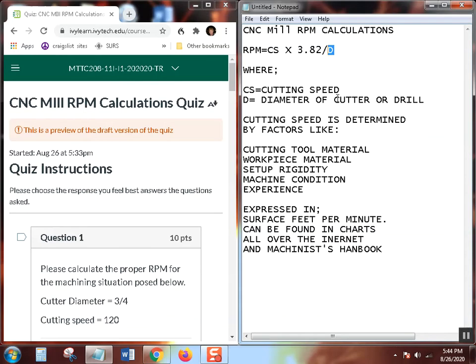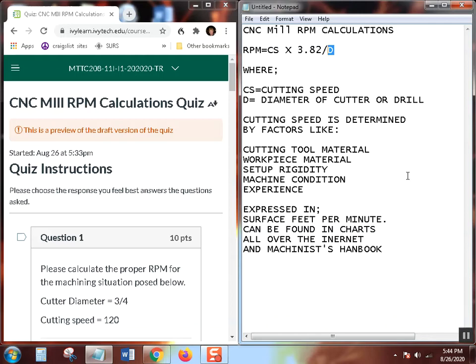Now, D. If you look down here, CS equals cutting speed. D is the diameter of the cutter or the drill. And if you're not sure what the term diameter means, take a circle, go to the middle of the circle and draw a line all the way across from one side to the other. Whatever the length of that line is, that is the diameter of the circle. The radius is half of that. So radius is half the diameter.